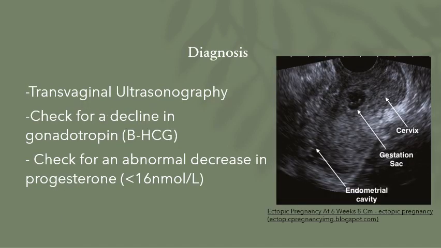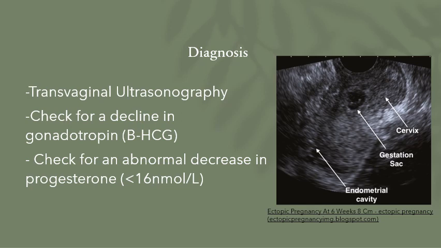Diagnosis. You can use a transvaginal ultrasonography to tell if the patient has an ectopic pregnancy. On the right, we can see an ultrasonography depicting an ectopic pregnancy. In the endometrial cavity is where we would want a normal pregnancy to be, yet we see the gestational sac is above. That is not a normal pregnancy.